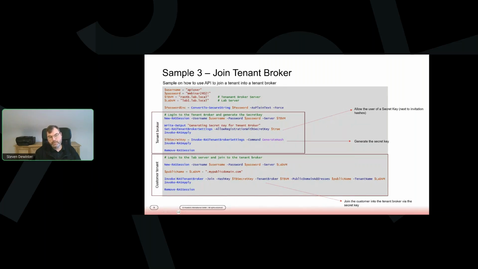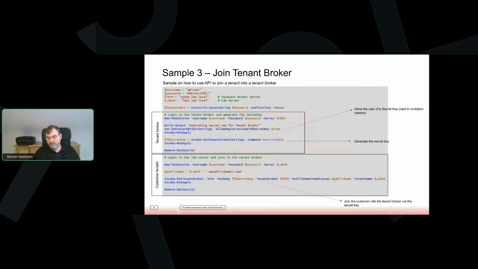There is again a command which is called Invoke-RASTenantBroker -Join, to join a tenant broker via a hash key, which is the secret key that we have generated here. We need to specify the tenant broker details. So we want to join that machine. The machine is called TBVM. That's my tenant broker. I need to specify the public domain address.